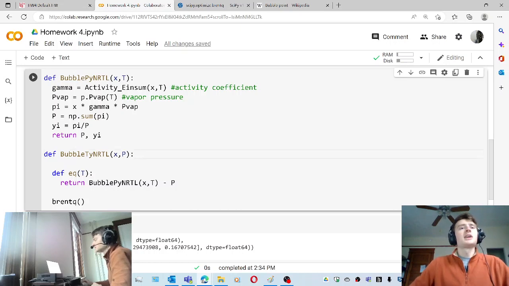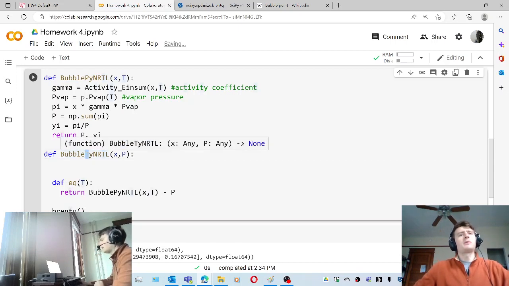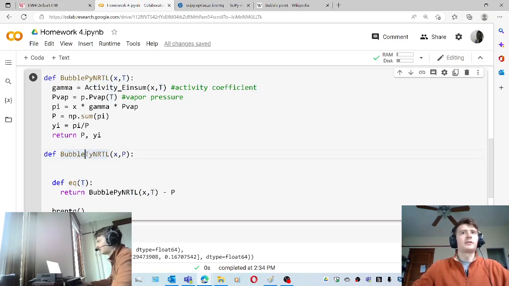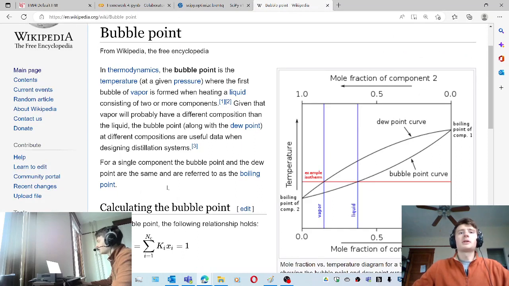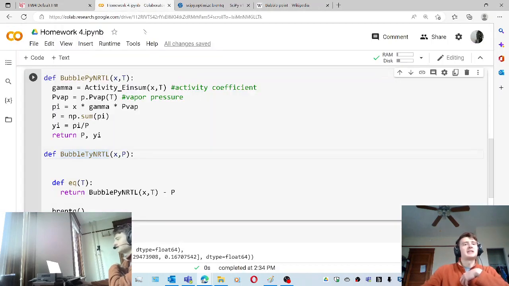The problem is, how do I get an interval for the temperature? How do I know a range that the bubble temperature has to fall in? Well, this falls into what I talked about earlier with the bubble point, right? The bubble point is always going to be between the lowest and highest boiling point of the components of the system, right? That makes intuitive sense. It has to be that way.